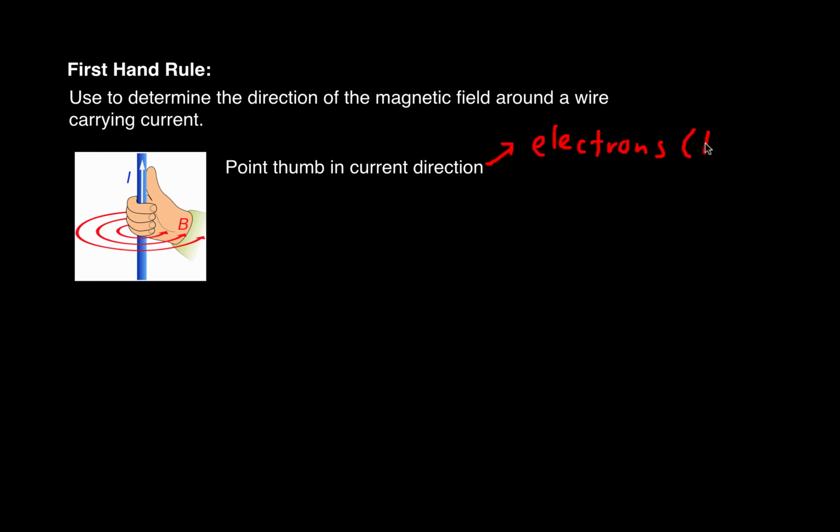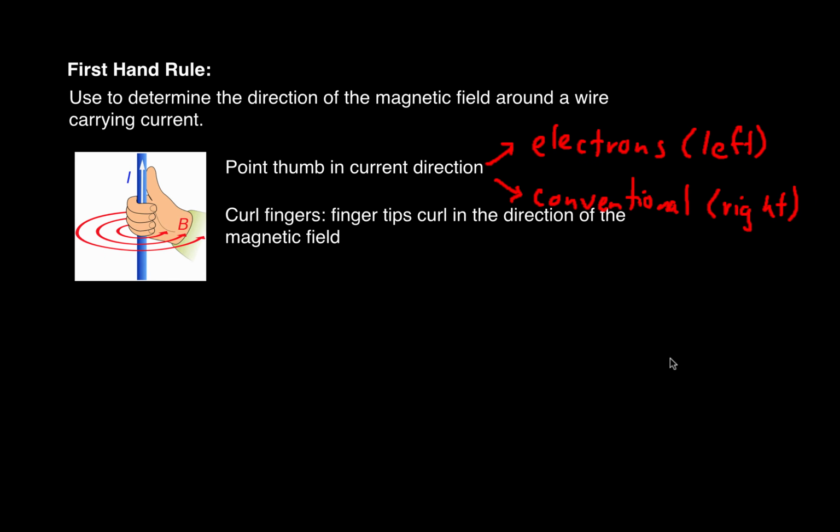If the current is the flow of electrons, you use your left hand. If the current is the flow of conventional current, which is the flow of imaginary positives, you use your right hand. It will tell you in the problem which kind of current you're talking about. You curl your fingers in the direction of the magnetic field. So there you imagine little arrows coming out of your fingertip, pointing in the direction of the magnetic field.